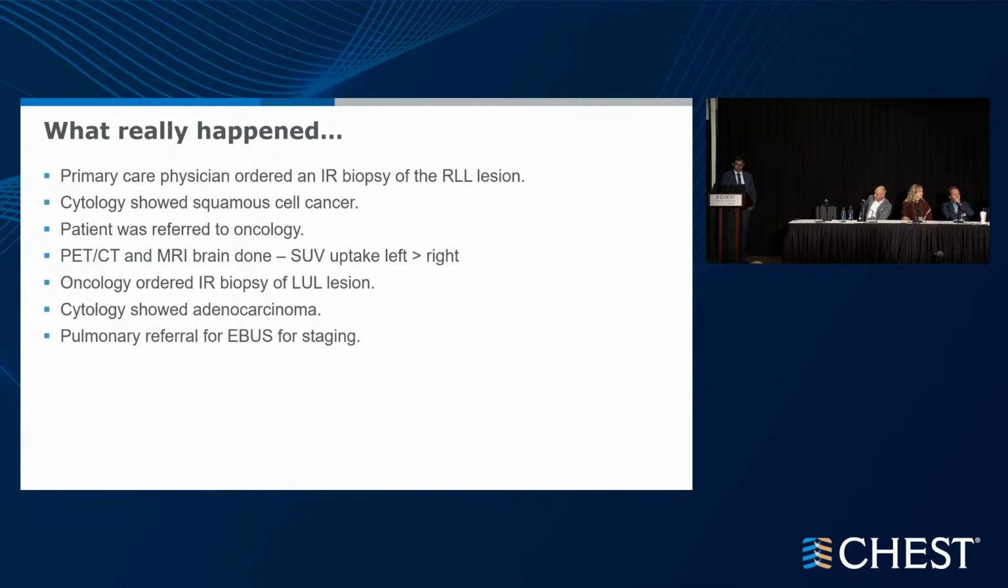Then oncology said, well, let's order IR biopsy of the left upper lobe lesion, all without calling me, and I feel so sad that they didn't get us involved. But this is also kind of around COVID, so maybe they thought we were busy, and we were, but not for this. That would have been a great case. So anyhow, that cytology on the left upper lobe showed an adeno. And then that's when we finally got them for EBUS staging.